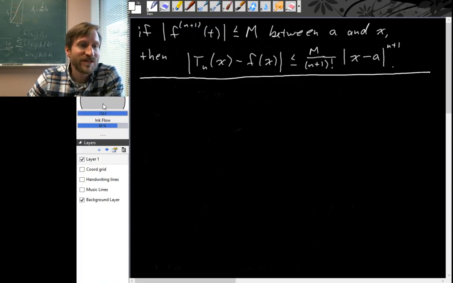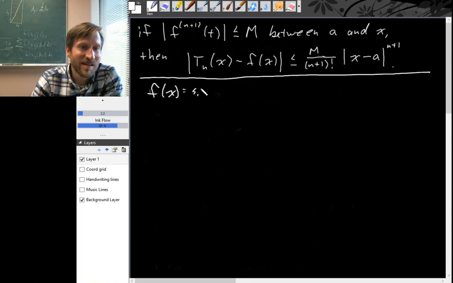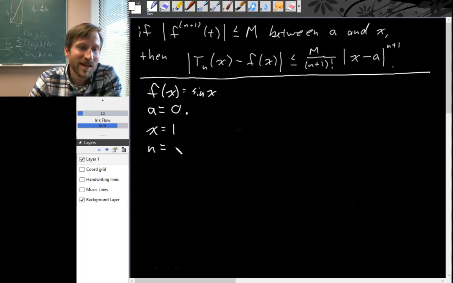So for our first example for this situation, let's start with a function we know something about. Let's use sine. And let's also choose our favorite base point, 0. And for the x value, let's say 1. And for the order, let's say we're going to use the order 3 Taylor polynomial for sine.